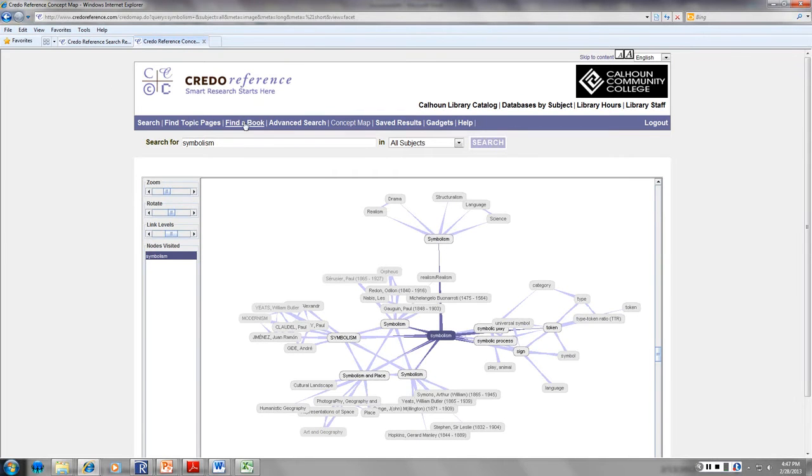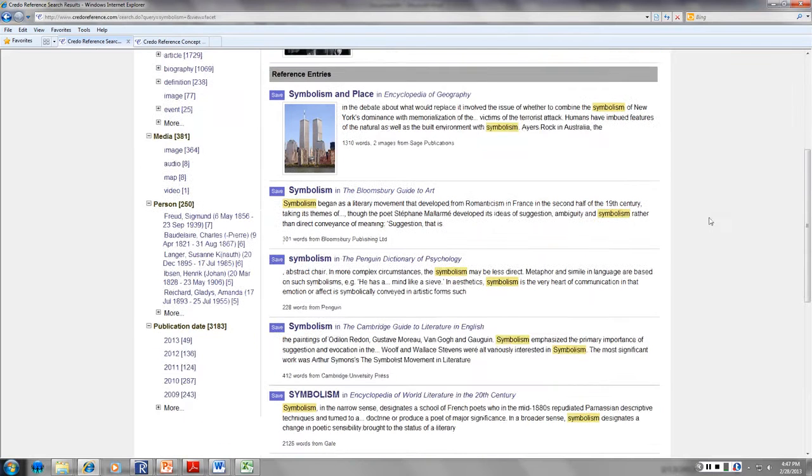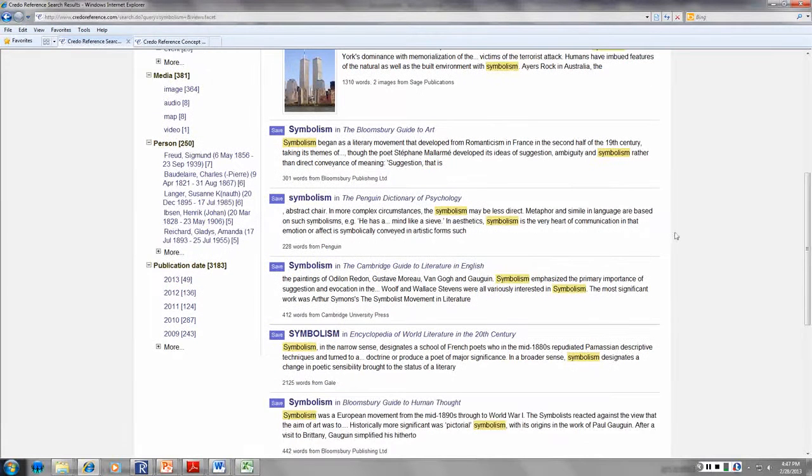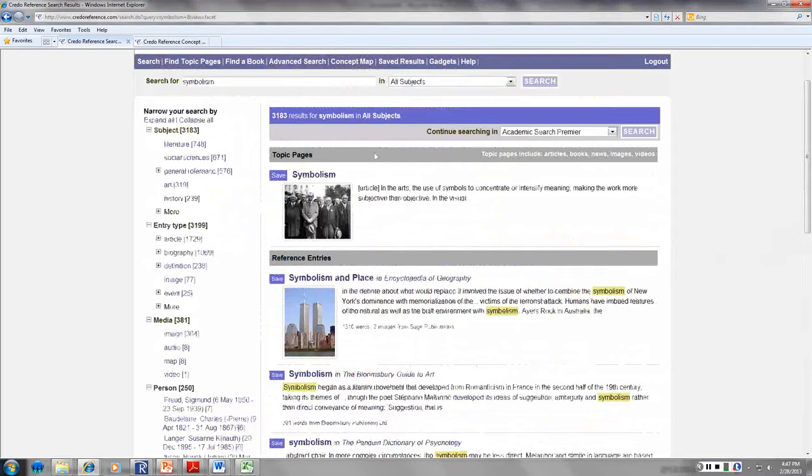If I go instead to the search function within Credo Reference and I simply put in symbolism, I get a variety of hits. But notice that you're going to have symbolism in a variety of reference books. And you can also look up particular symbols to see what they mean.